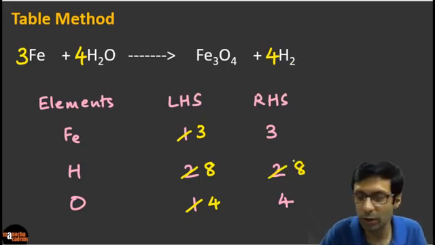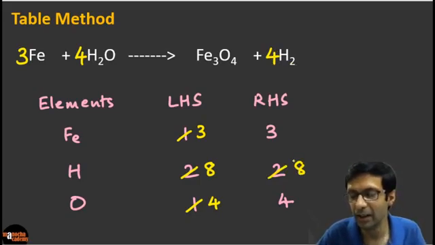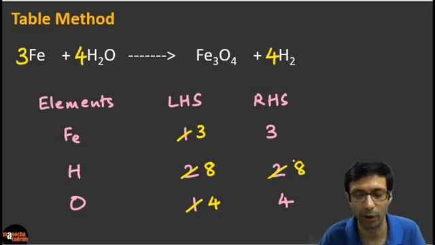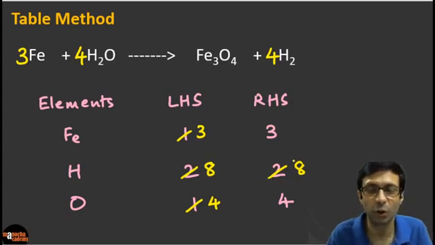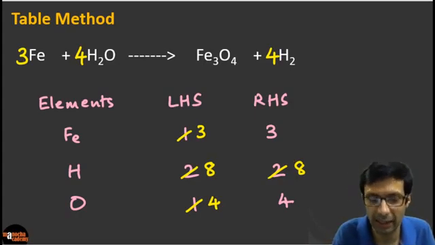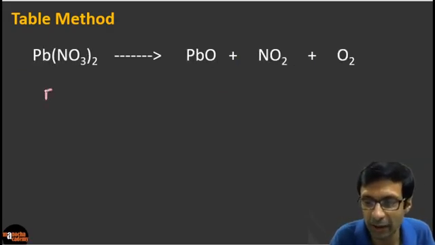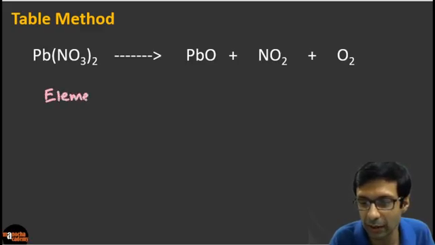So simple, just use a pencil or pen and cancel and keep making updates in the table and then finally check it. Because checking is very important. You can see iron is balanced 3 and 3, hydrogen is 8 and 8, and oxygen is 4 and 4. Clear? So this is how you balance it using the table method. Now let's take a look at one last one. This one is a little more complicated. So let's try the table technique for this.